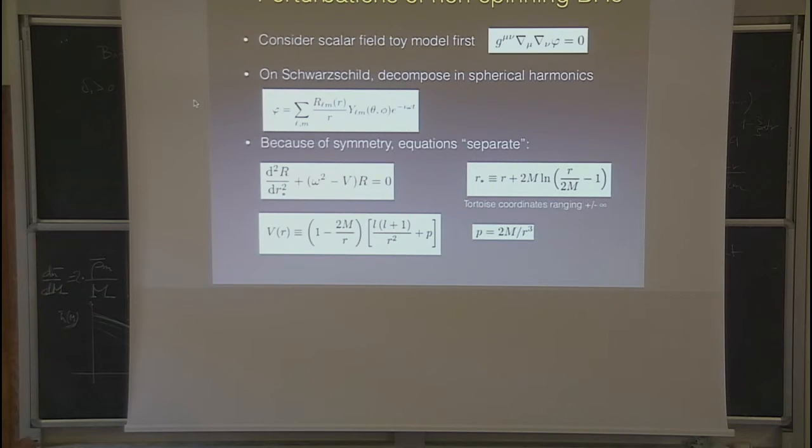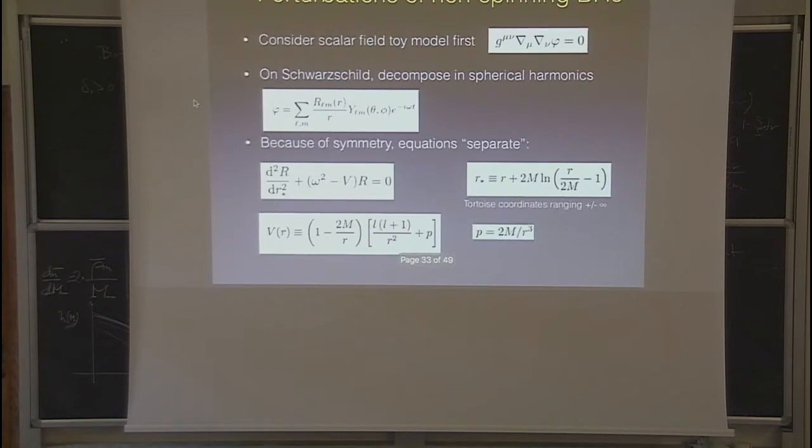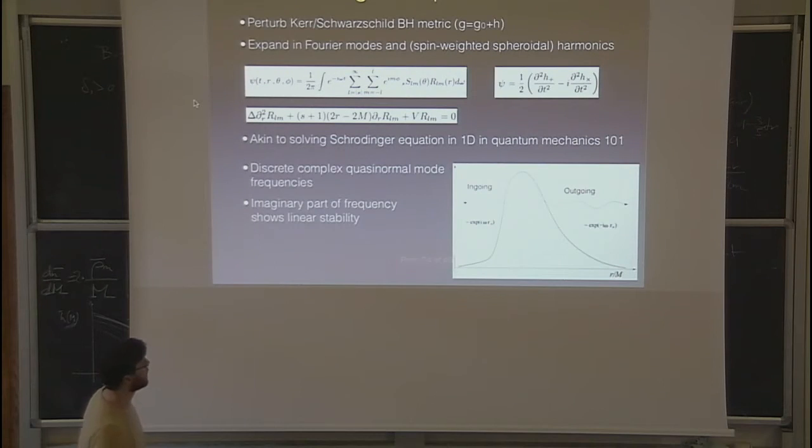The difference here is that this potential, well, in general, this potential will be complex. Well, you don't really see it from here. What you find is a discrete spectrum of complex frequencies. So these frequencies turn out not to be real, as in the case of the Schrödinger equation, but they're complex. And these are what we call the quasi-normal mode frequencies.